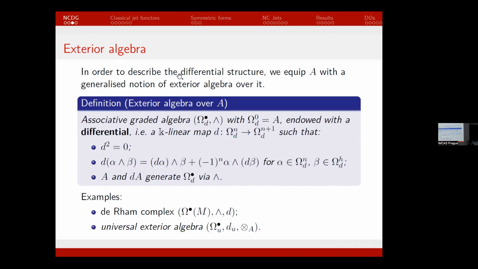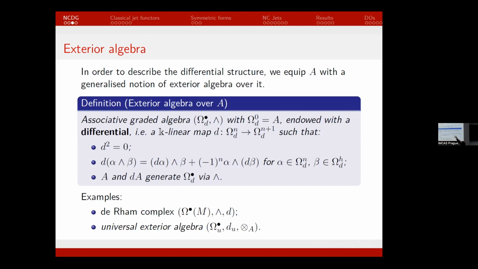Okay, so far we talked about the topology of this object. Now we are going to give the differential structure to this object. So what we need is a sort of generalization of the de Rham complex. So what we have is an associative graded algebra, which we denote by omega bullet D, with wedge the operation, such that the 0th degree is the algebra itself. And then we have a map which is k-linear, and it behaves as the differential.